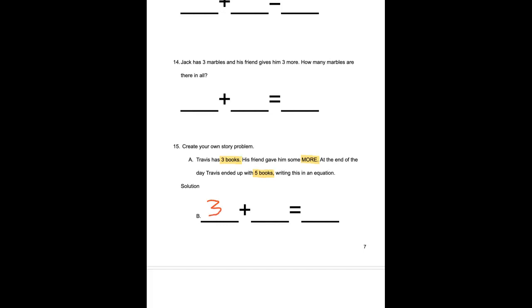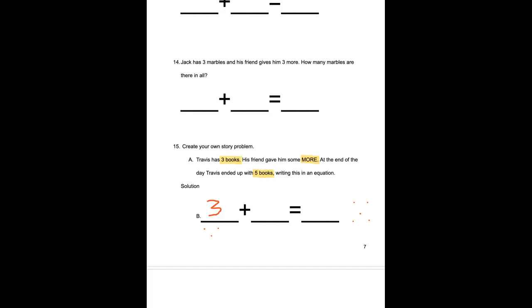So we're going to do 3 dots right here. 1, 2, 3. So we need to figure this number out because really we don't know what that is. But we know that Travis ended. So ended after equals. He ended up with 5 books. So let's do this. Let's put 5 dots here. 1, 2, 3, 4, 5. All right. So Travis ended with 5 books.